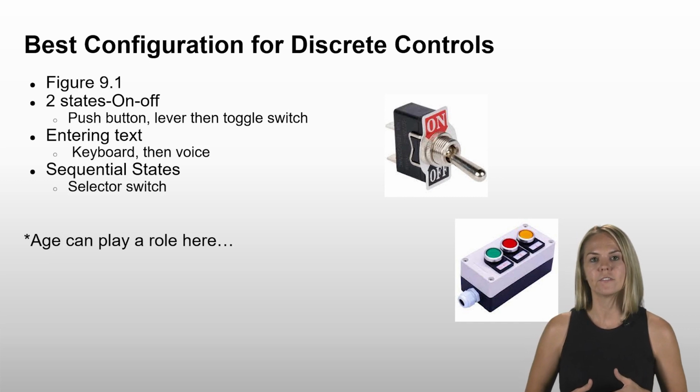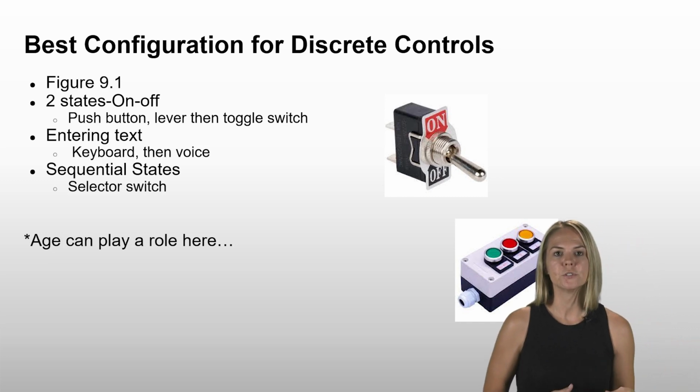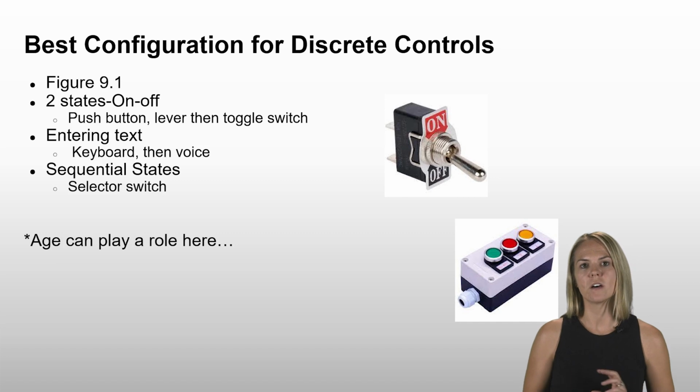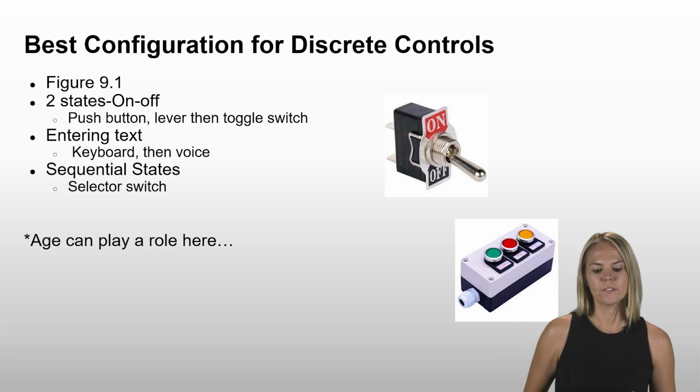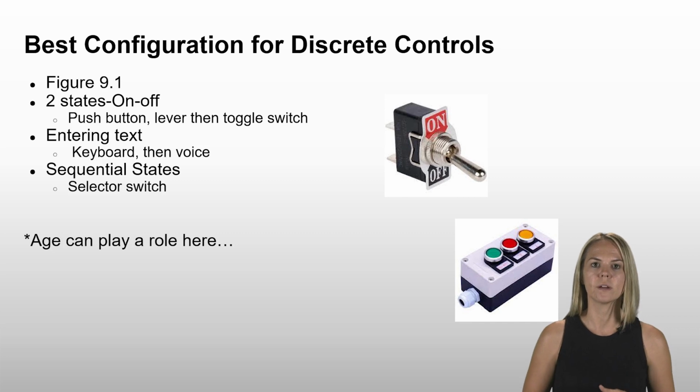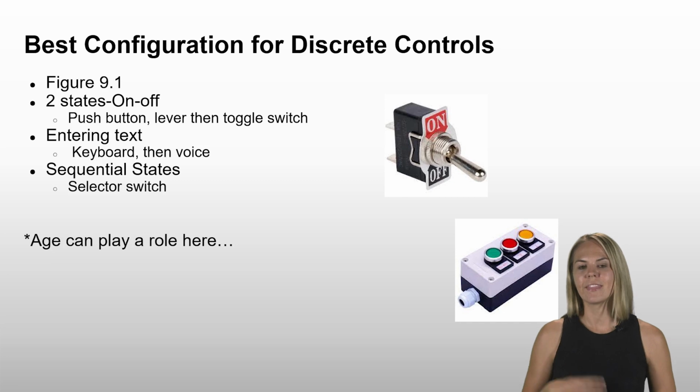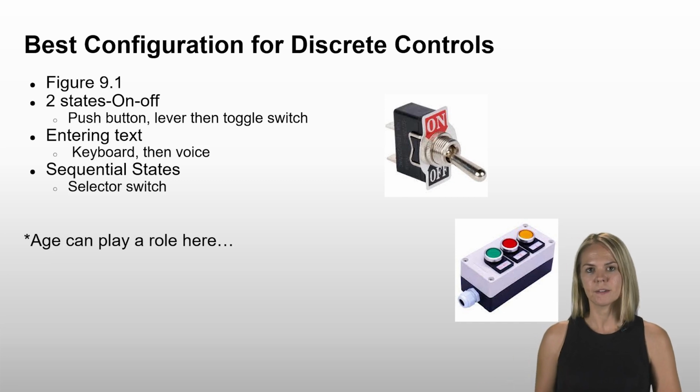But it does talk about in figure 9.1 in your book that for two states, if it has an on-off, that's kind of what you're going for here, that it's a push button or a lever, then a toggle switch. So that's the one that has the on-off, where you're kind of flipping it up and down. The best configuration for entering text that comes from this figure 9.1 is that the keyboard would be preferred, then the voice would be the second best.